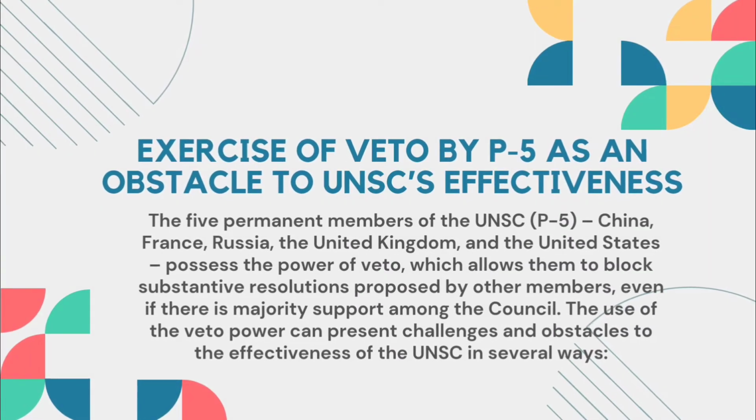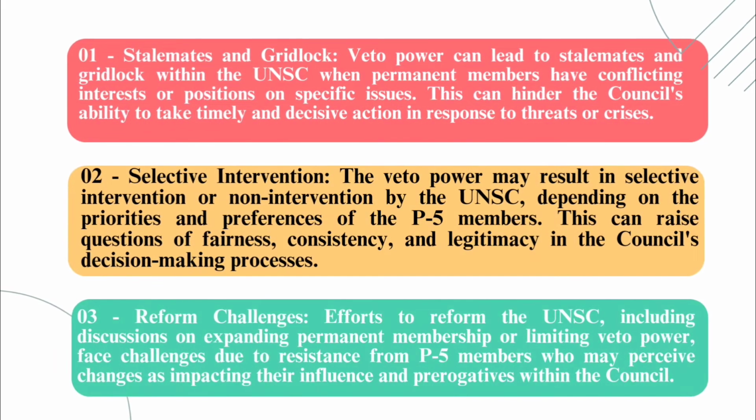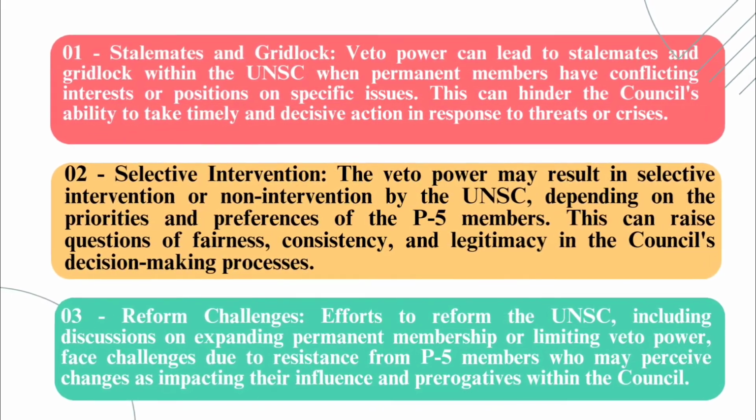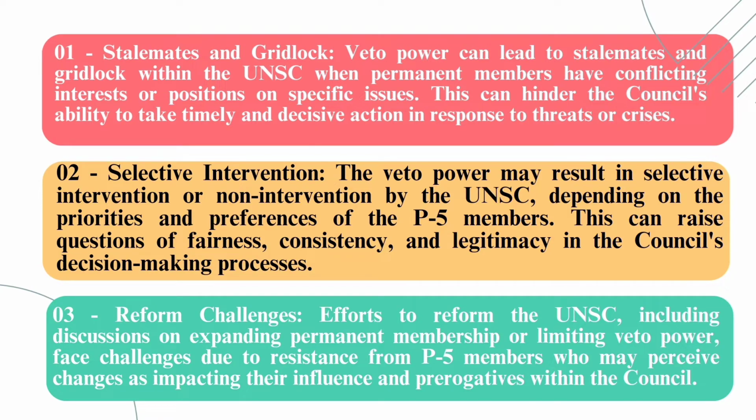1. Stalemates and gridlock. Veto power can lead to stalemates and gridlock within the UNSC when permanent members have conflicting interests or positions on specific issues. This can hinder the Council's ability to take timely and decisive action in response to threats or crises. 2. Selective intervention. The veto power may result in selective intervention or non-intervention by the UNSC, depending on the priorities and preferences of the P5 members. This can raise questions of fairness, consistency, and legitimacy in the Council's decision-making processes.